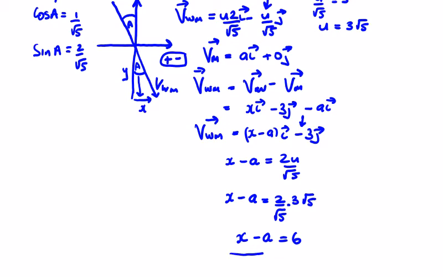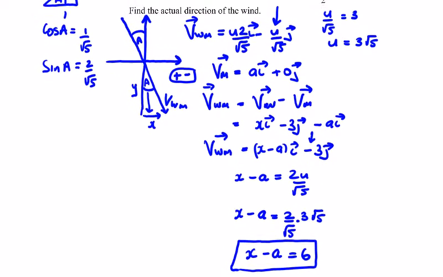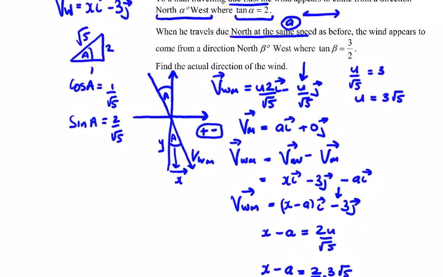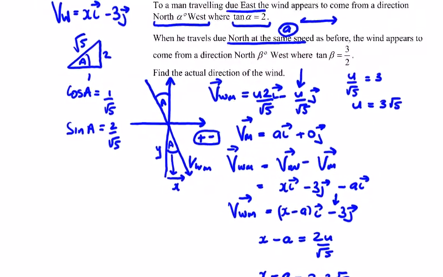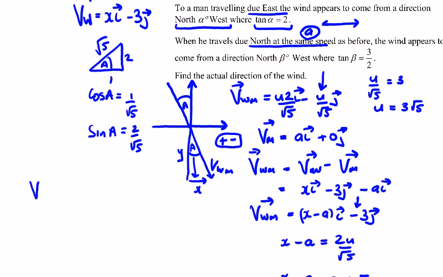So I think that's all I have for this easterly direction. So now let's have a look at the northerly direction that we were given. When he travels due north at the same speed, the velocity of the man this time is traveling due north, so it's going to be 0 in the i direction, plus we said it was a, so a in the j direction.